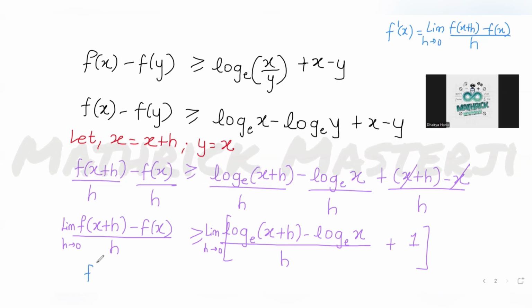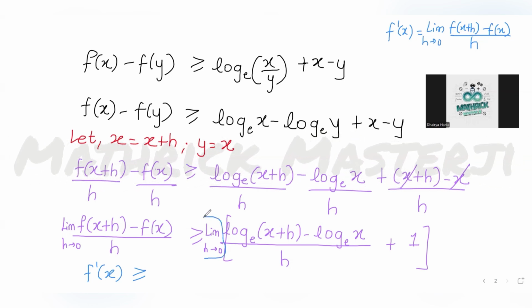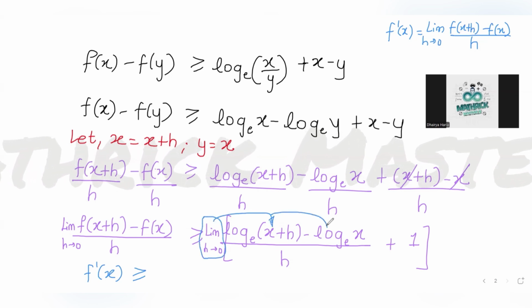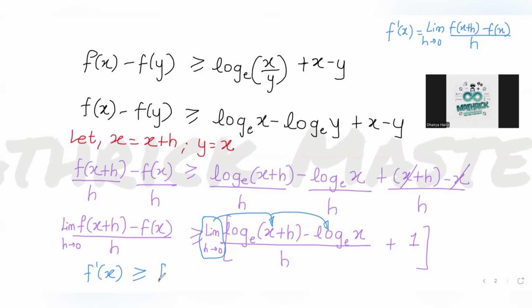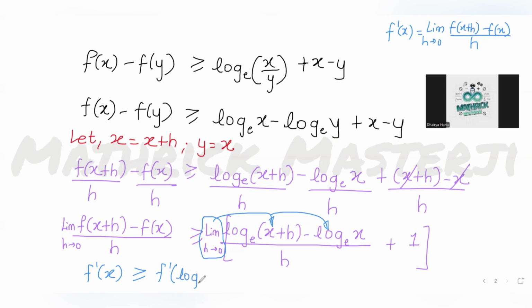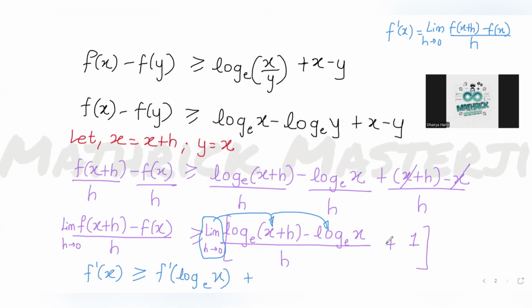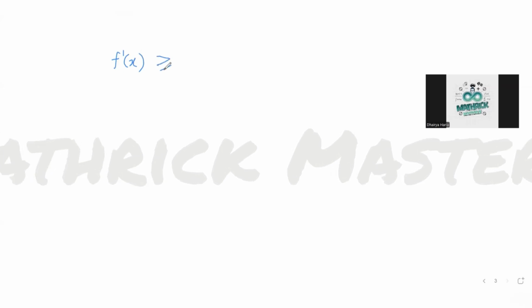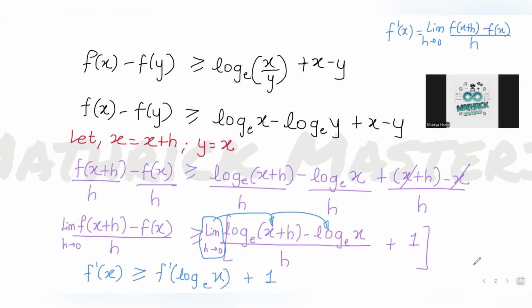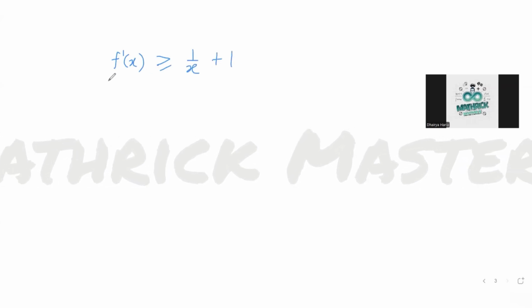So this makes it f dash of x greater than or equal to, this limit applied to the natural log function, which basically becomes the derivative of natural log of x, plus limit h tends to 0 of 1, which is just 1. So I have this, and if I solve further, I get f dash of x is greater than or equal to the derivative of log x, which is 1 over x. So 1 over x plus 1.